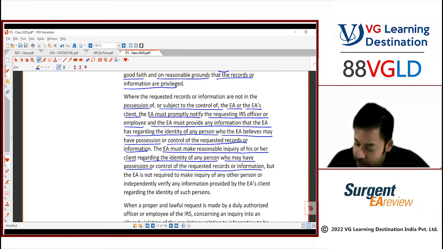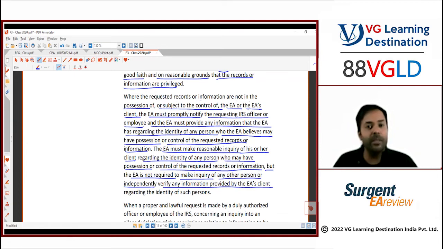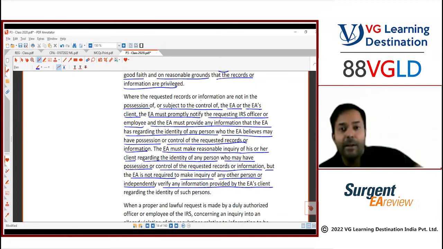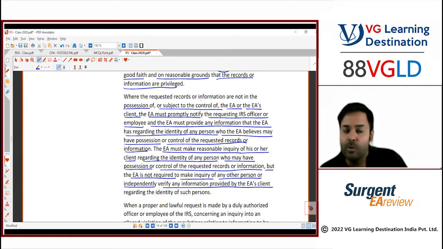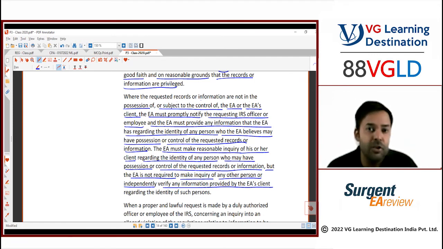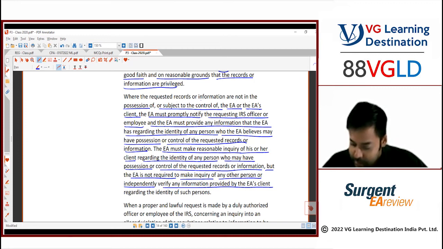But the EA is not required to make inquiries of any other person or independently verify the information provided by the client. So you will not become Sherlock Holmes on your own and try to investigate a third person. No, you're not going to do that. You will ask just the client who has this information. You will not go and check the information on your own. That's something you're not going to do.